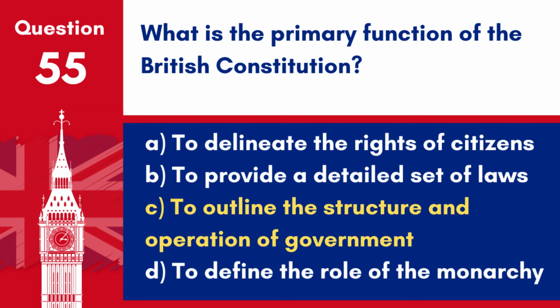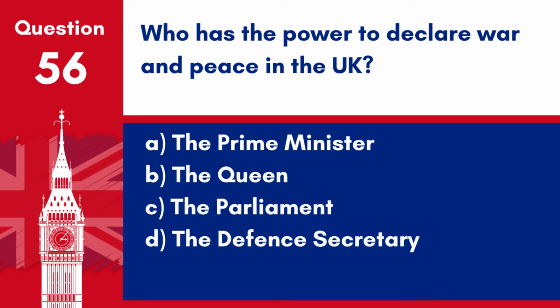Answer. C. To outline the structure and operation of government. The British Constitution, which is uncodified and made up of statutes, conventions, and legal documents, outlines the structure and function of government. Question 56. Who has the power to declare war and peace in the UK?